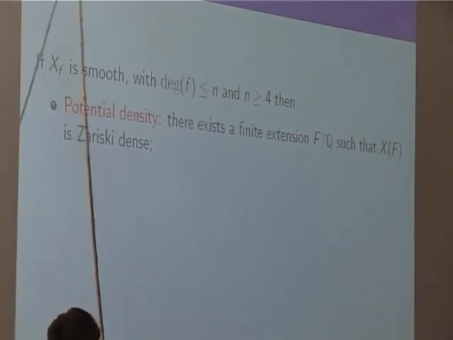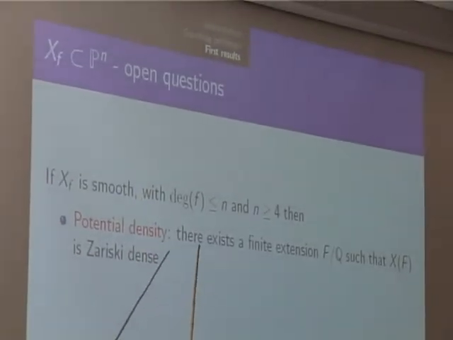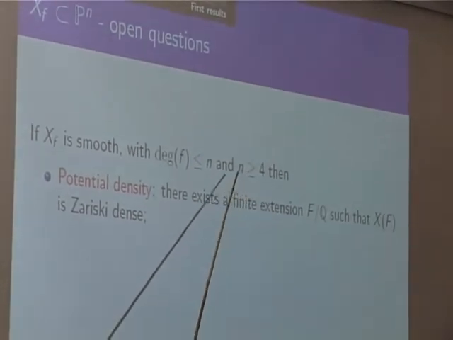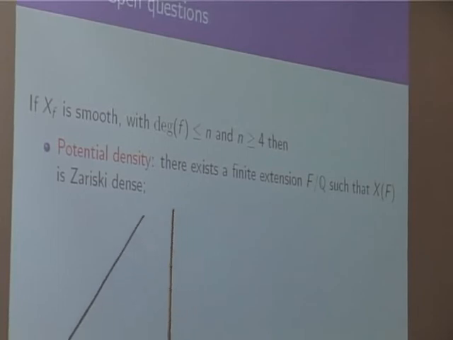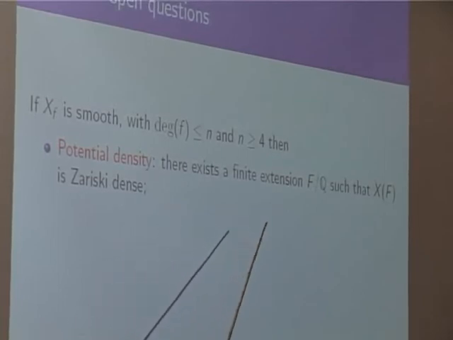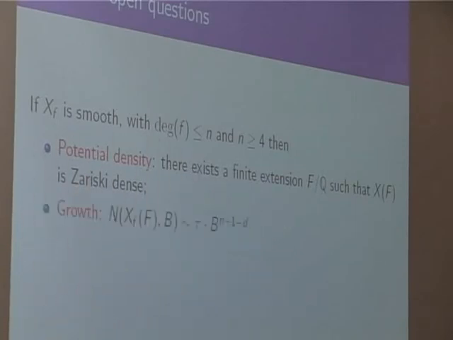All right, so look at hypersurfaces in Pn. So what are the obvious open questions? We'll assume we have dimension at least 3. Potential density: do we have the Zariski density of rational points, at least after finite extension of our field? What about the heuristic formula which we wrote down? Can we prove b to the n plus 1 minus the degree with some constant tau in this range, n plus 1 minus d greater than 0, and again, dimension bigger or equal than 3, and smoothness is also essential.